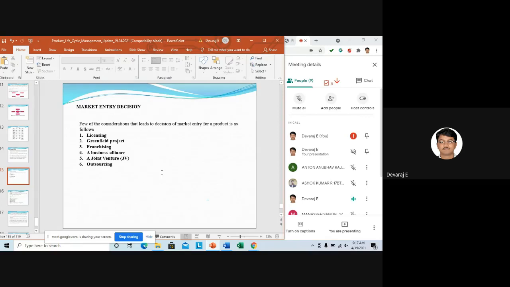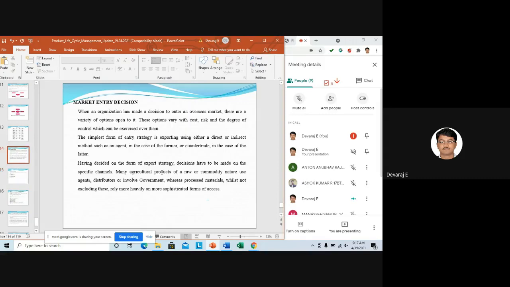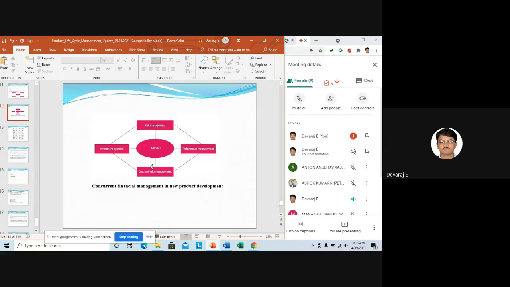So these are the six important things you should remember. If it's not possible to manufacture the required products, then you should outsource. If the company is able to do outsourcing, they can buy the company and manufacture the required products in the Y company. Then joint ventures or business alliance, franchising, then greenfield projects, then licensing. So these are the six important things, you should remember.